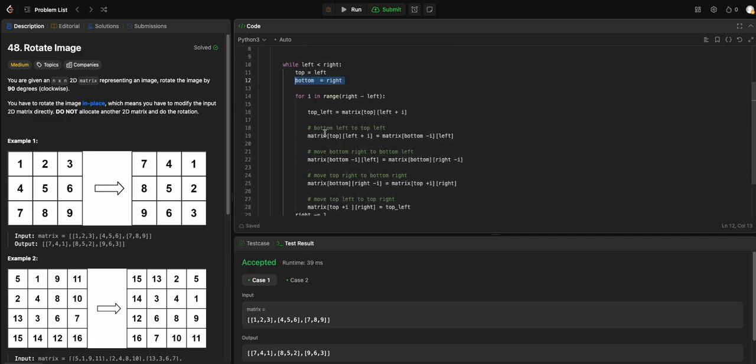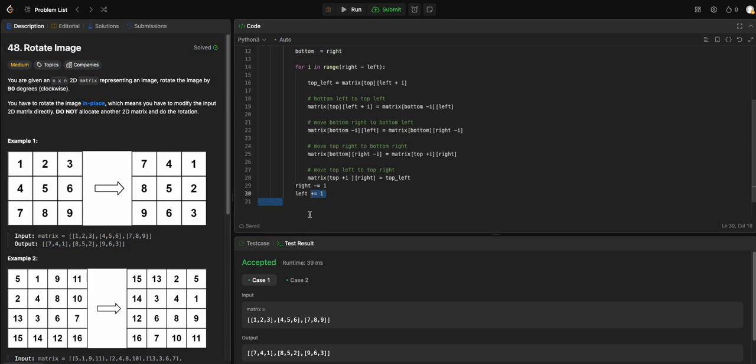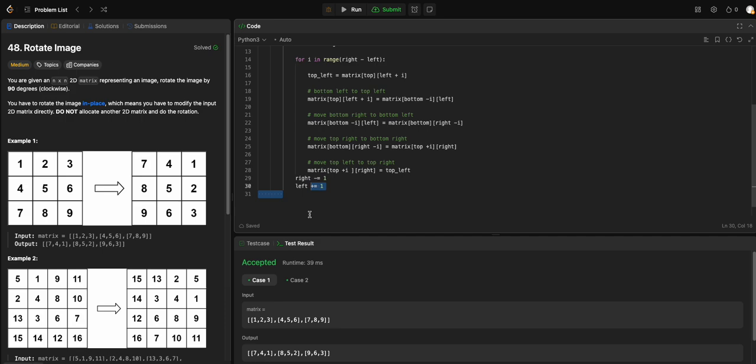This is how we will rotate an image. This is how I'll be solving LeetCode 48, Rotate Image. All right, and that's it.